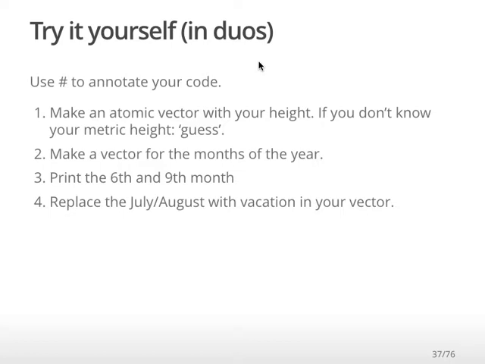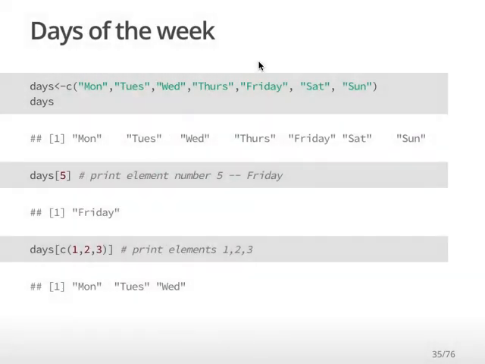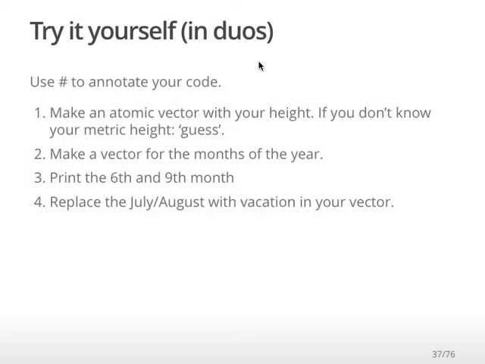So all the different steps are all the things I've just done and shown you. Go back over the slides. You're going to have to use the c command to combine things. Make a vector with your height, a vector with the months of the year, print the 6th and the 9th month to the screen, and replace July and August with vacation. Go.